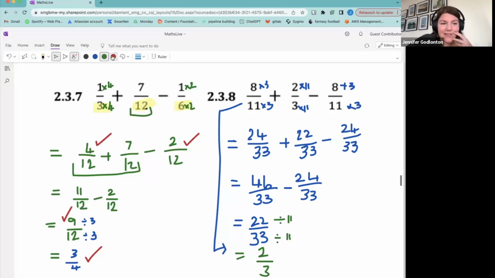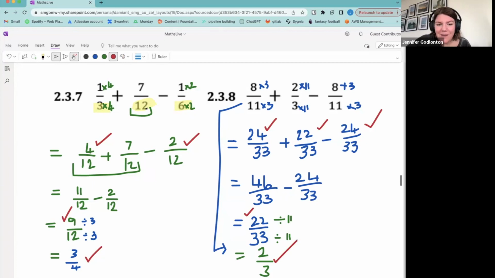Okay, so now if you did this in class, so if you've got this on a piece of paper in front of you, let's just see where we'd get marks. We'd get a mark for getting all of those to have the right denominator. So we're sitting on 3 marks there. Then you would get a mark for getting the 22 over 33, and you would get a mark for getting the 2 over 3. So you're looking at 5 marks here.